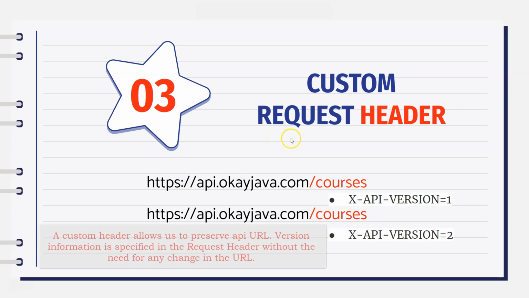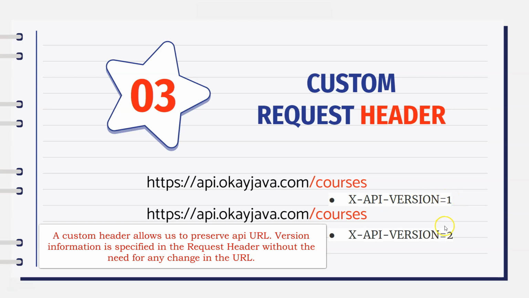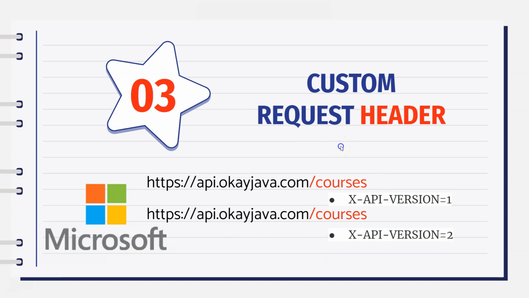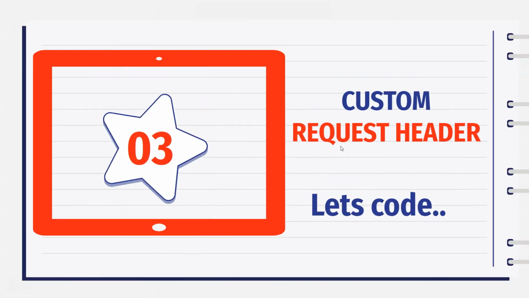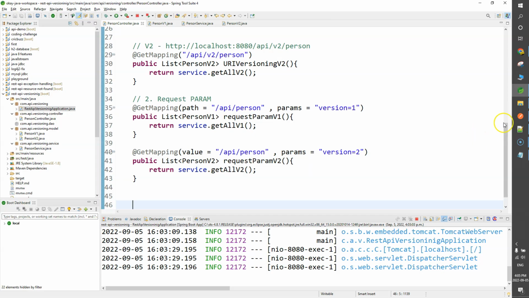Guys, the next approach is custom request header. So what exactly we do here is, our endpoint will remain the same, but in the request header we'll pass a custom property. So for example, we'll pass X API version, and then this particular property will have a value, say 1, 2 and 3 depending on your version. Alright guys, Microsoft is using the custom request header approach for API versioning. Alright guys, okay guys, it's time for code. So let's go back to the IDE.